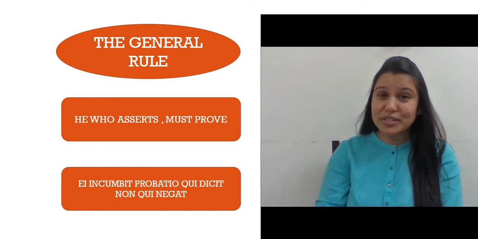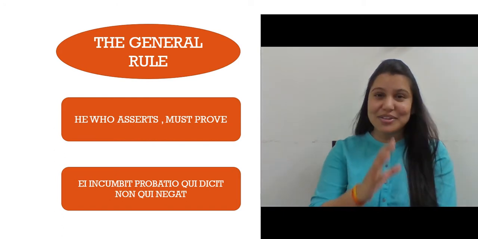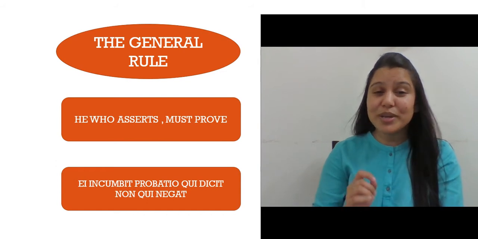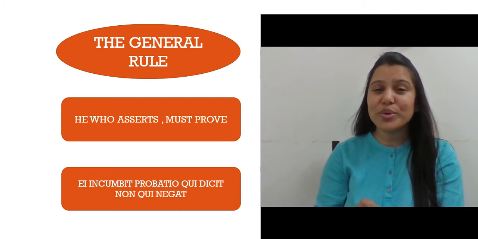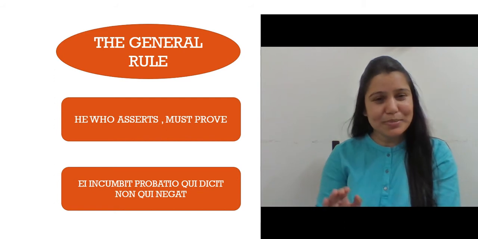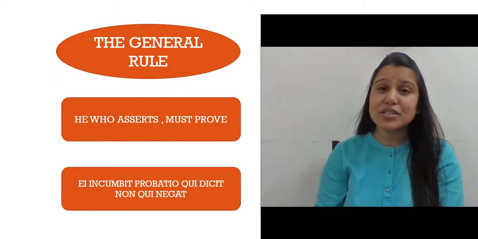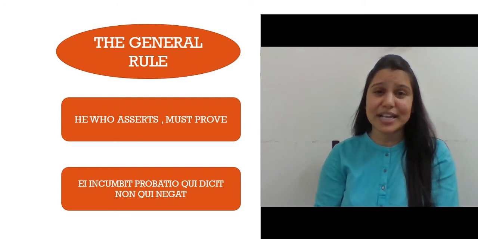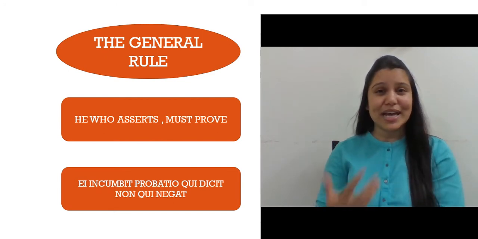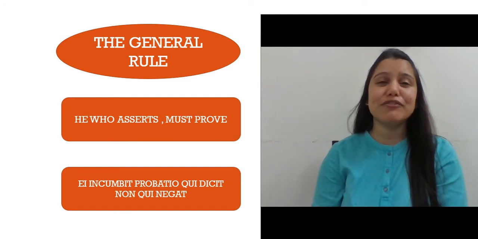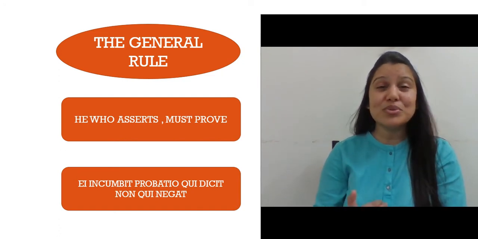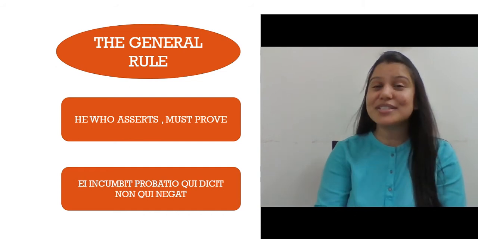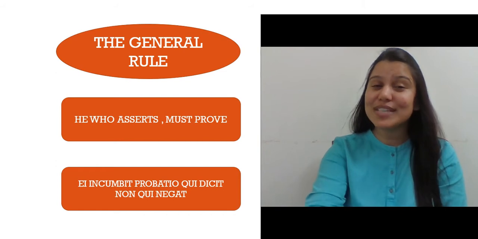To support that statement, there is a Latin maxim: ei incumbit probatio qui dicit, non qui negat, which simply means he who asserts must substantially prove that fact, and not the person who denies it. The person who is denying it should not have to come forward with the denial first. Rather, the person asserting the fact should prove it. This is the general rule. Now, let's see what the section says.